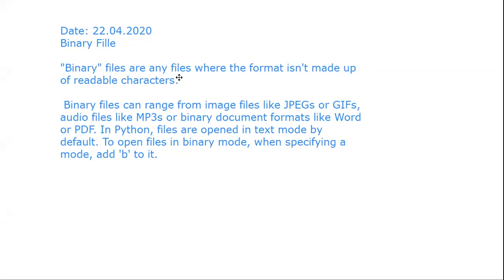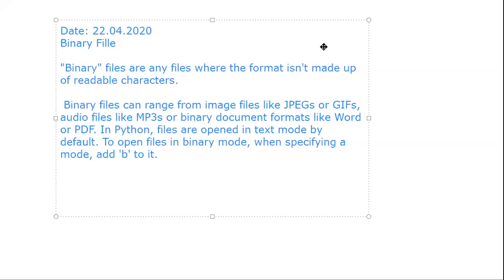So binary files are any file where the format is not made of readable characters. Binary files can range from image files like JPG or GIFs, audio files like MP3s, or binary document formats like Word or PDF. In Python, files are opened in text mode by default. But if we want to open any file in the binary mode, we require a mode with the B character. That B represents the binary mode.